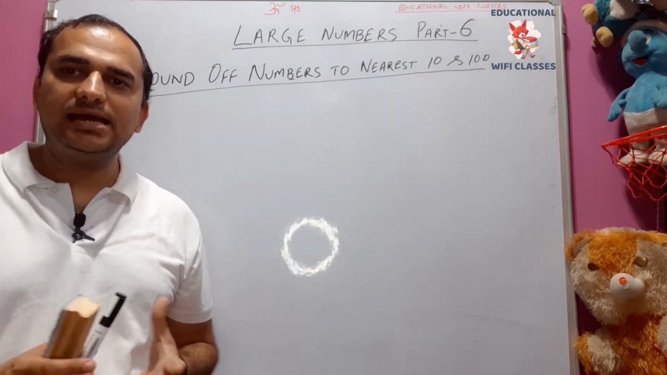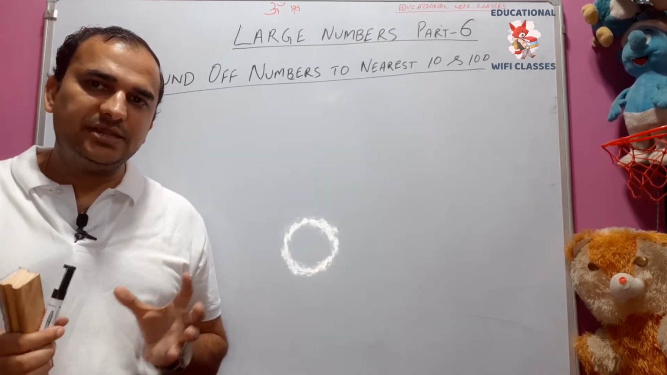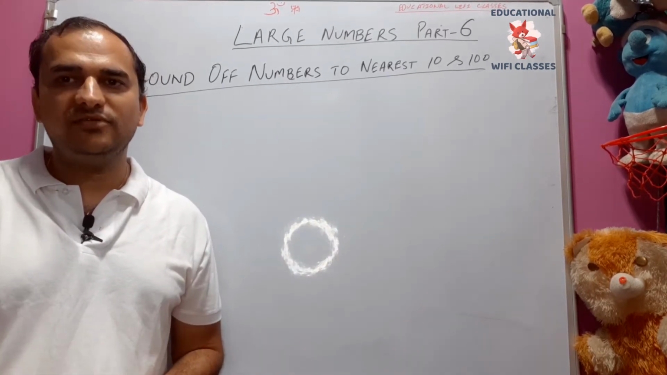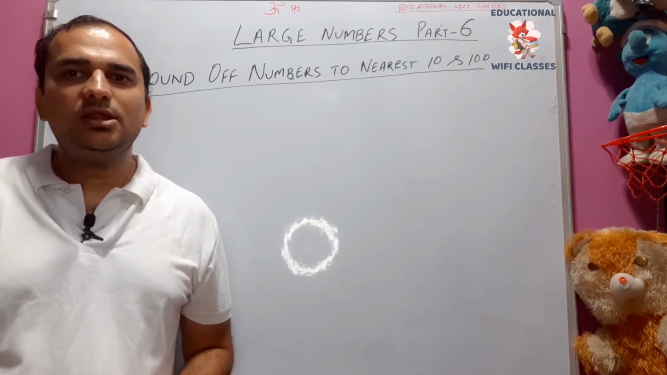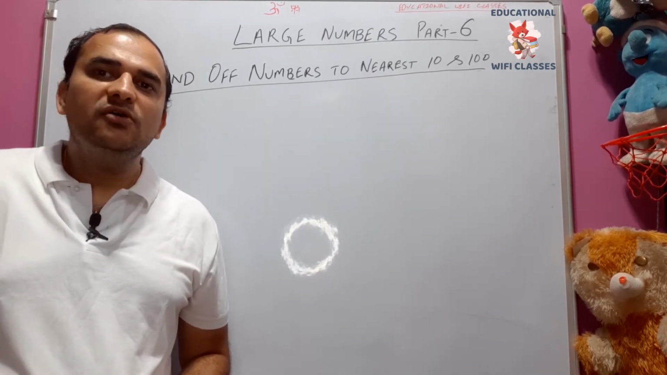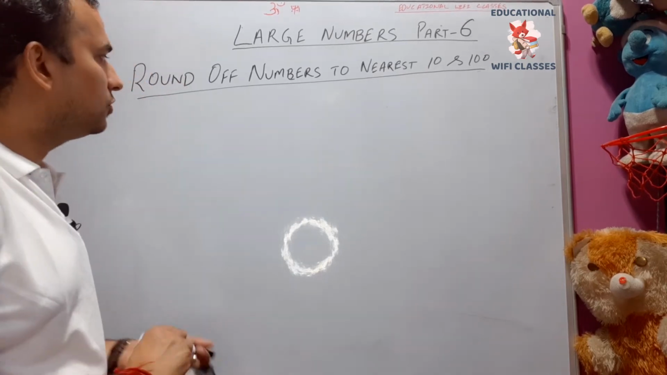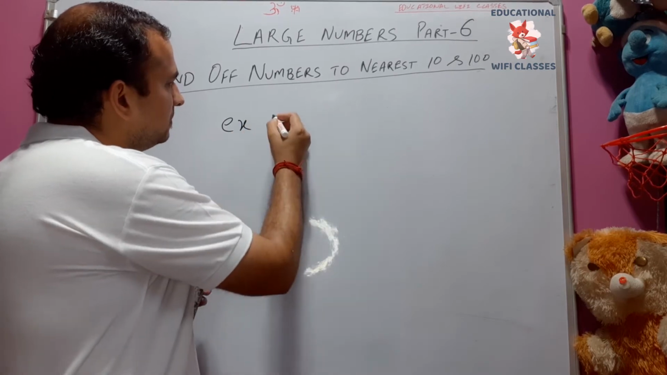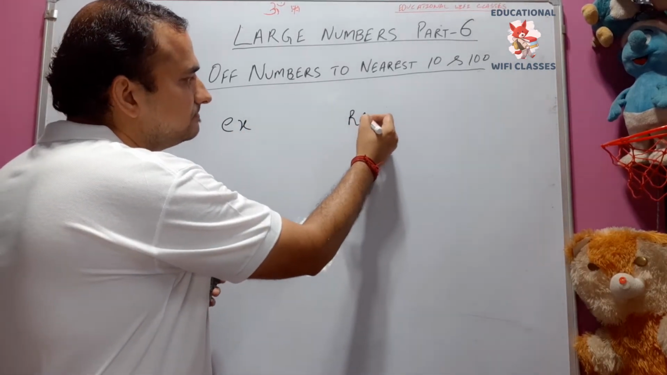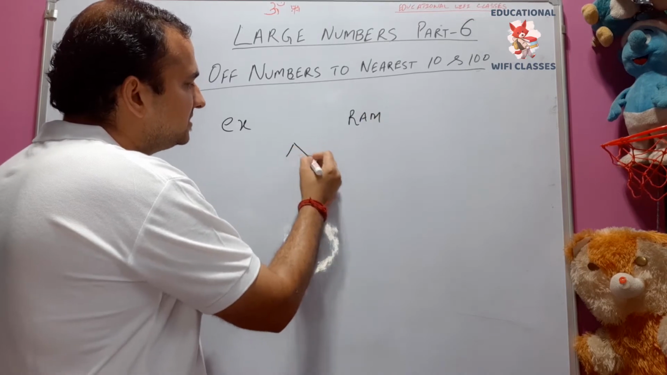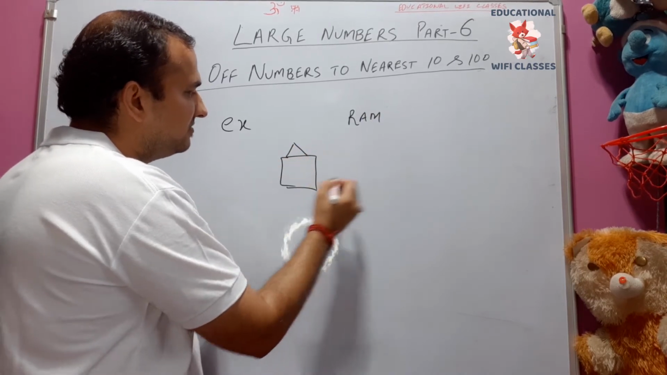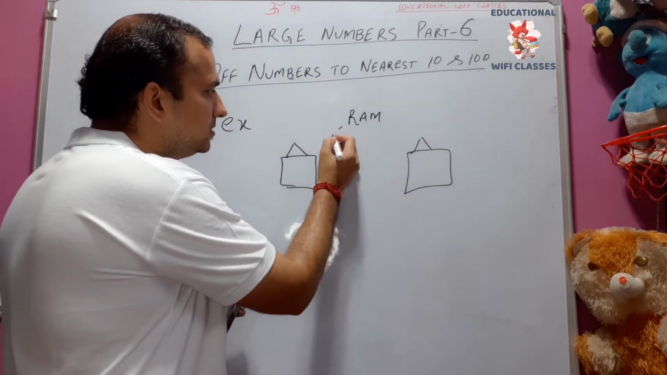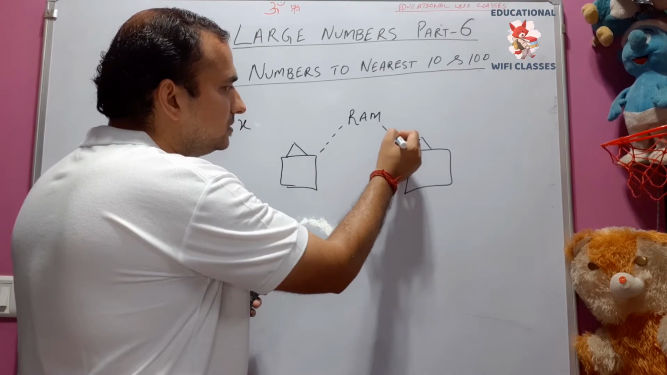Rounding off is like an estimation. We are taking an estimate where the number will go, or you can say in which house the number will go. So when we are doing the rounding off, it's just an estimation. For example, Ram is standing here. He is having two houses nearby him. 1, 2. 1, 2, 3, 4.